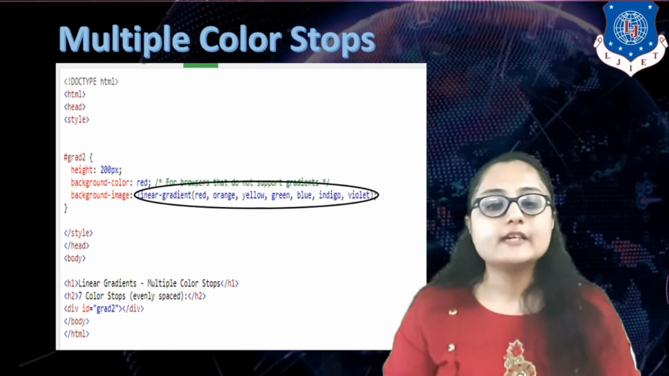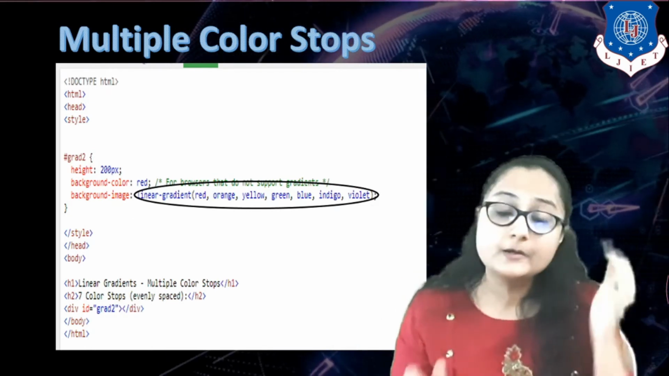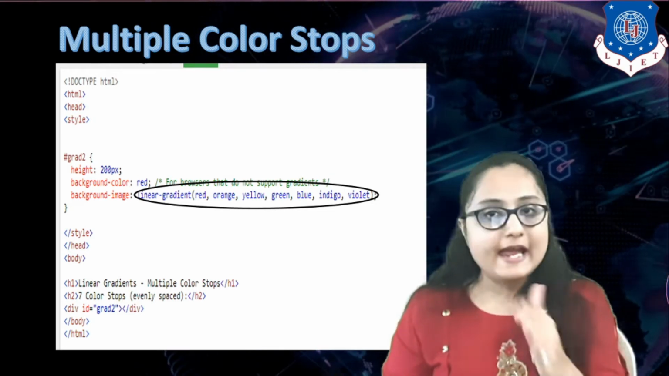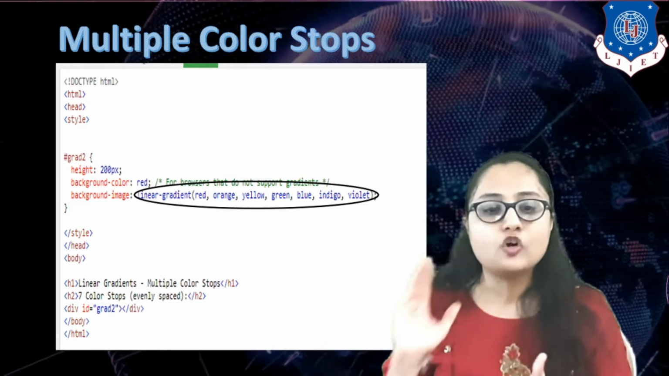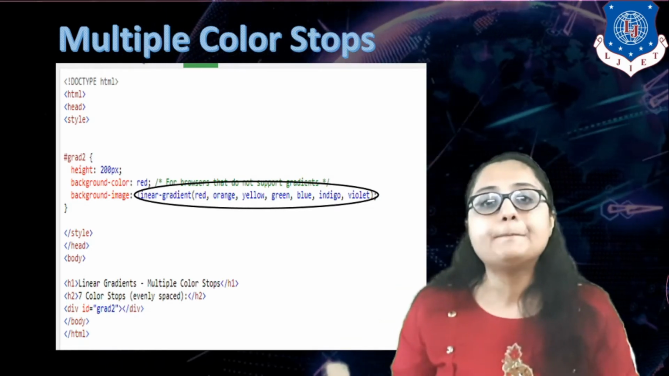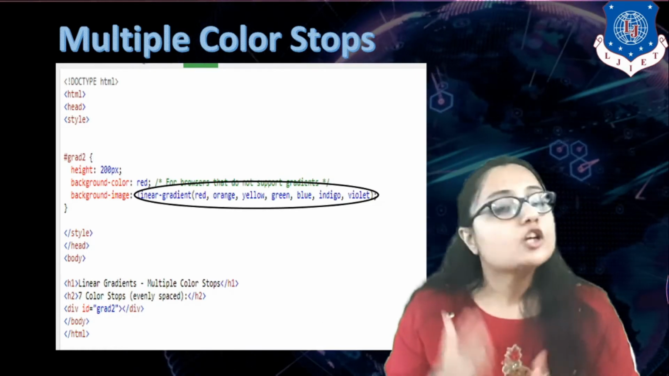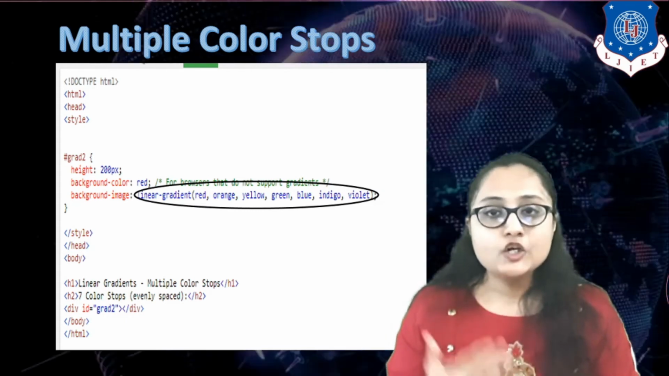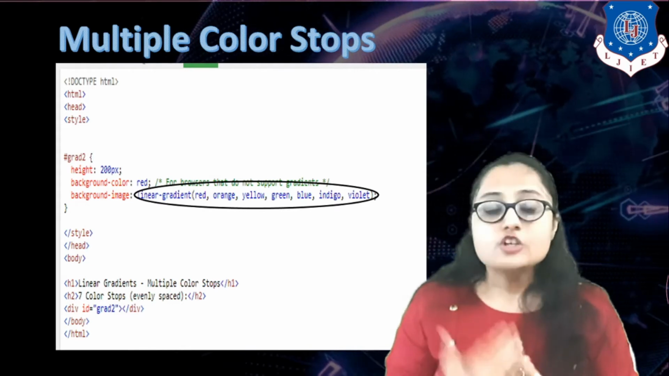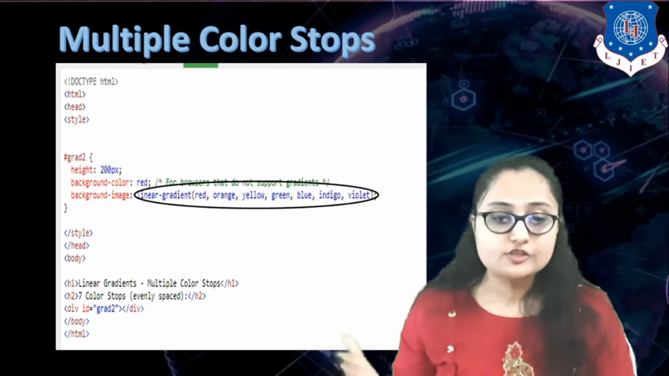So here you can see that inside the property value, that is linear-gradient, and inside the bracket, in the previous example, I had specified only two color stops, red comma yellow. But here, because I want the transition between multiple colors, I am specifying as many colors as you want, comma separated. So here red comma orange comma yellow comma green comma blue comma indigo comma violet. So these are the color stops I want. So I have specified all these colors comma separated.